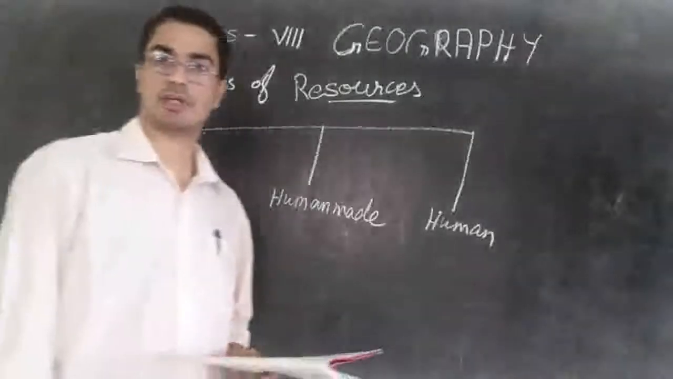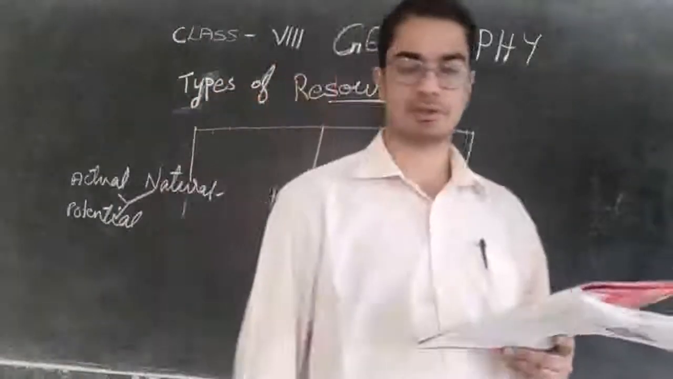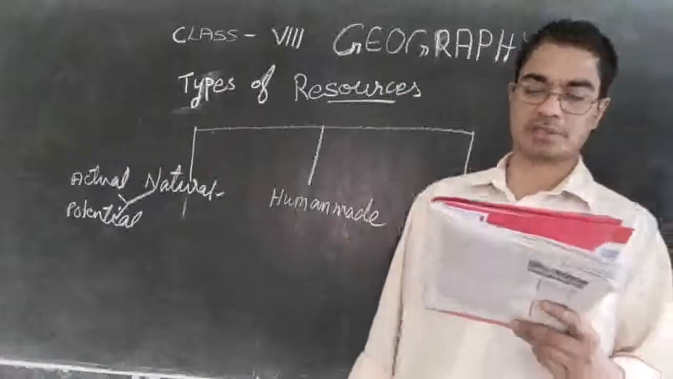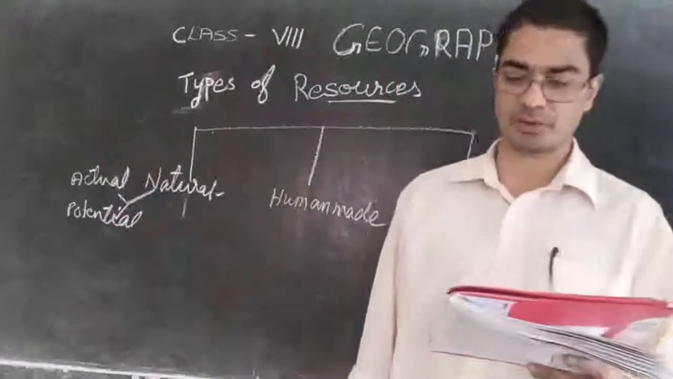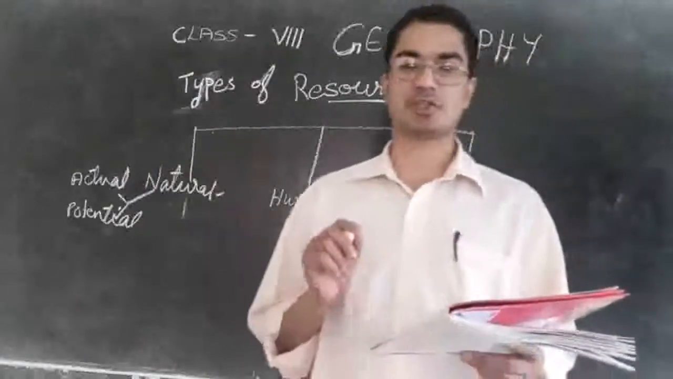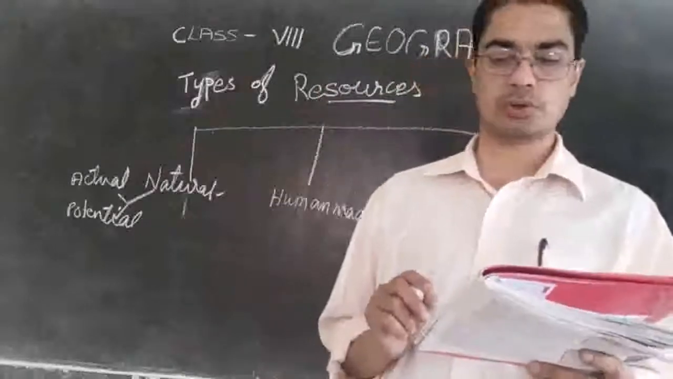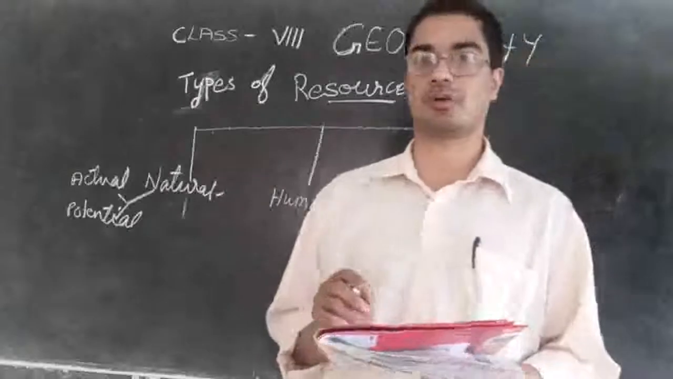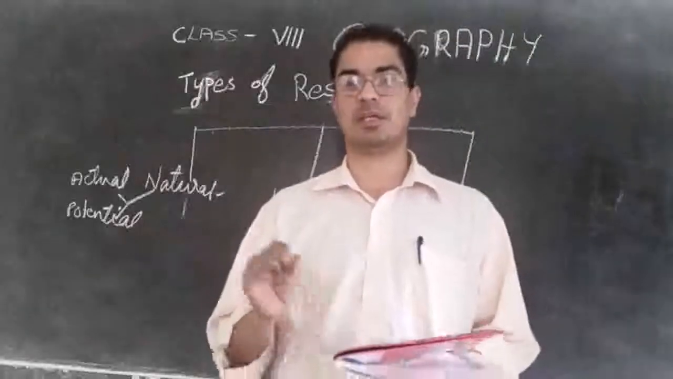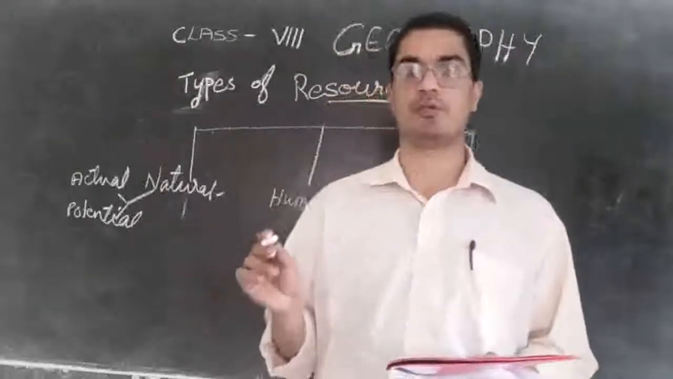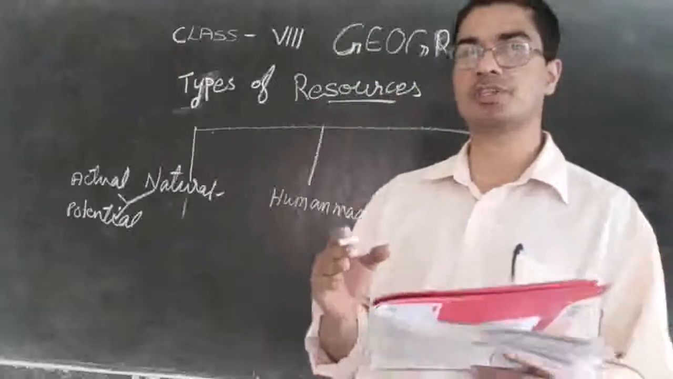Actual resources and potential resources. Then what is actual resources? Actual resources are those resources whose quantity is known. So when we say it is an actual resource, we know the quantity, we know how much is there.